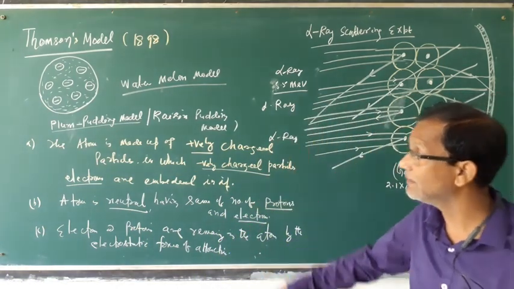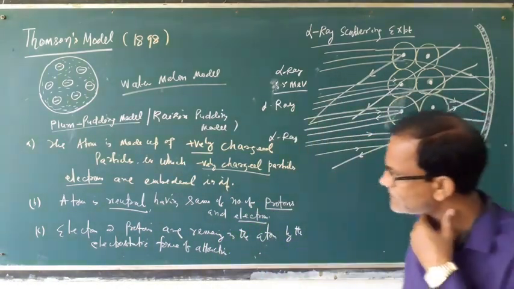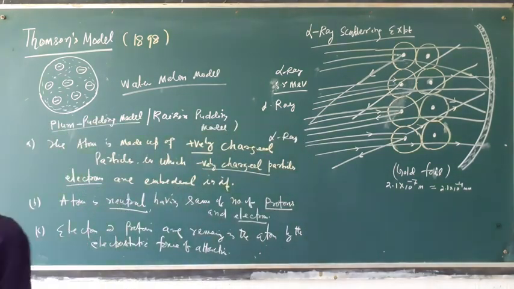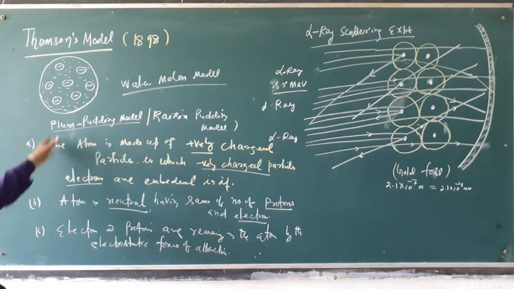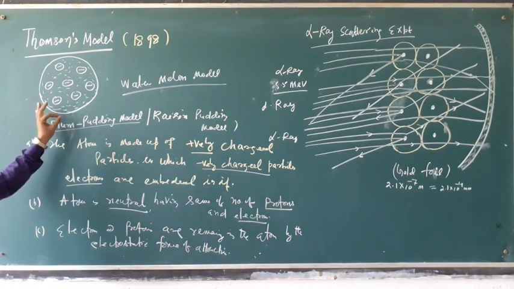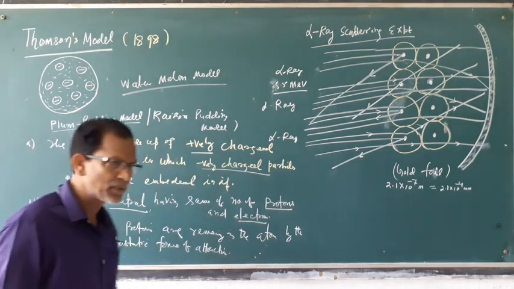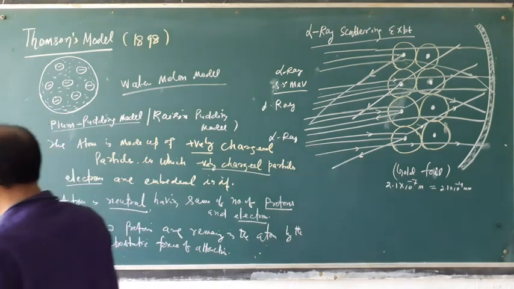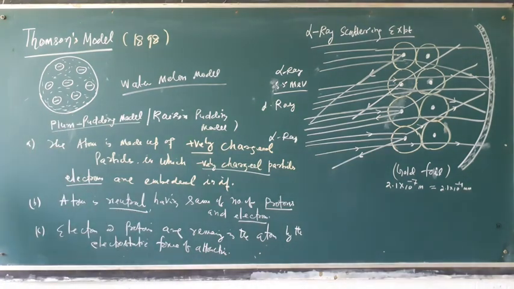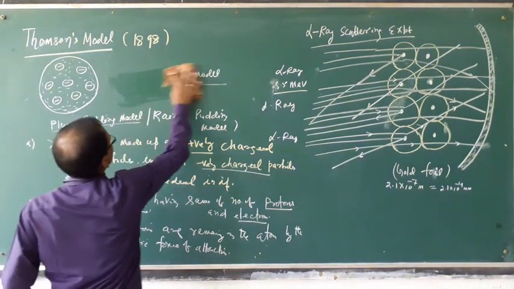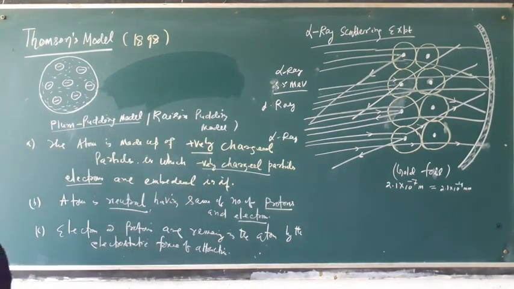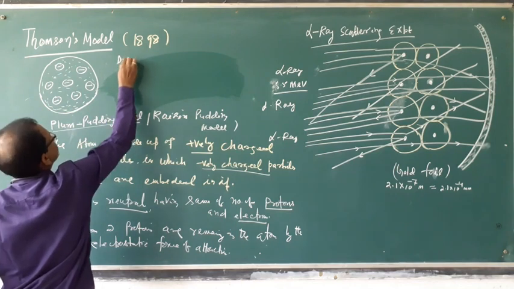But this model is not accepted by modern scientists because this model could not explain the stability of the atom. So what are the main drawbacks of this model? Drawbacks.